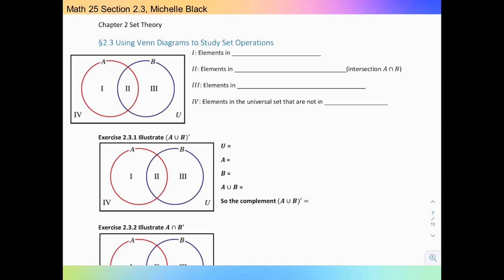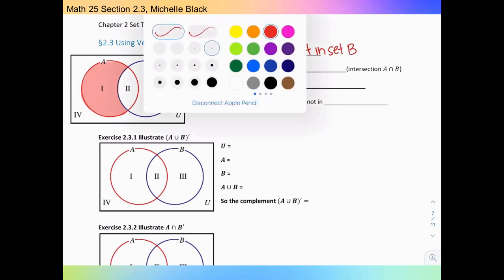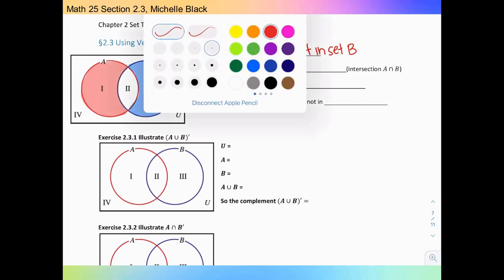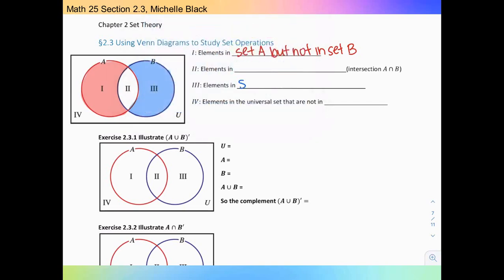If we look at our first region, region 1, we see that this would contain elements that live in set A, but not in set B. So these are elements in set A, but not in set B. Let's compare this to region 3 over here. These are the elements that live in set B, but not in A.